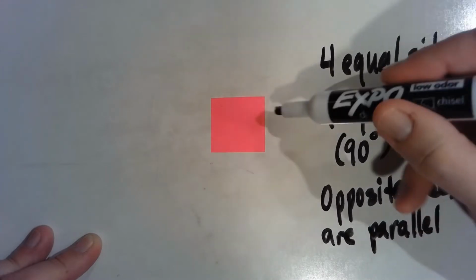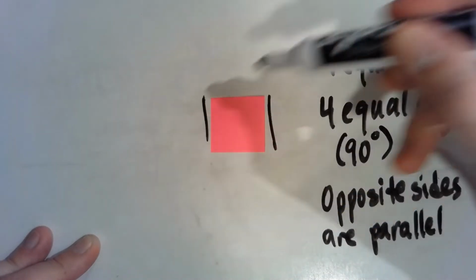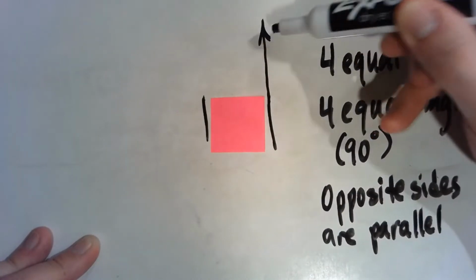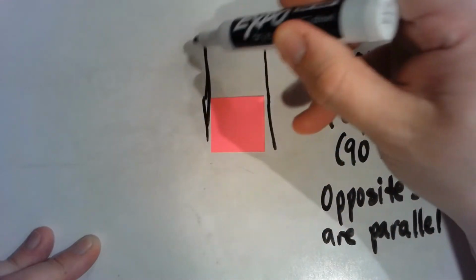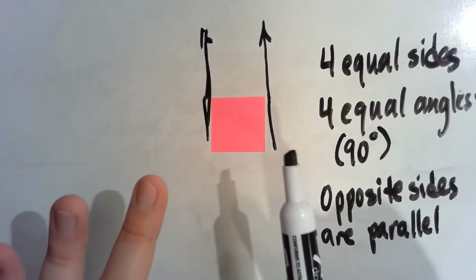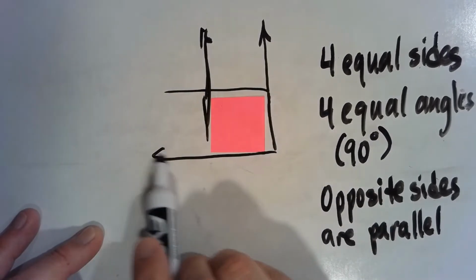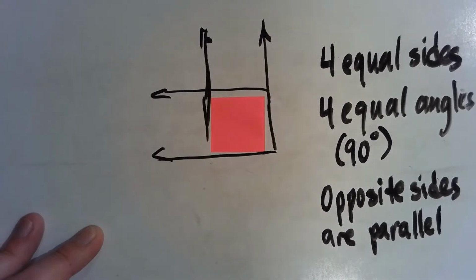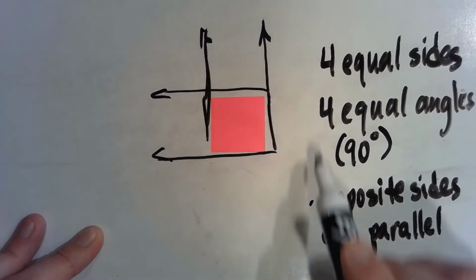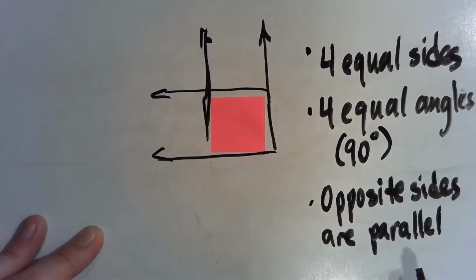What that means is this side and this side, if you continue them on in lines, those lines would never touch because those angles shoot straight up. And same with these ones. These sides would never touch either. So once again, opposite sides are parallel.